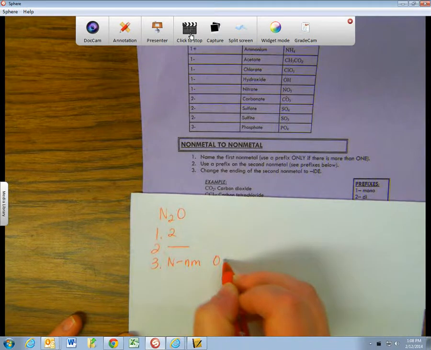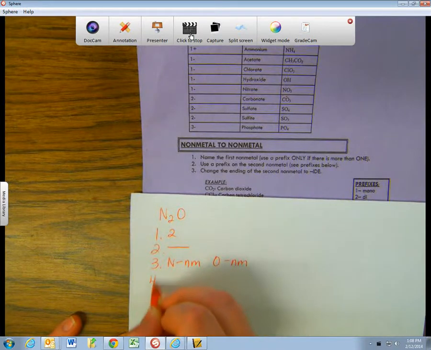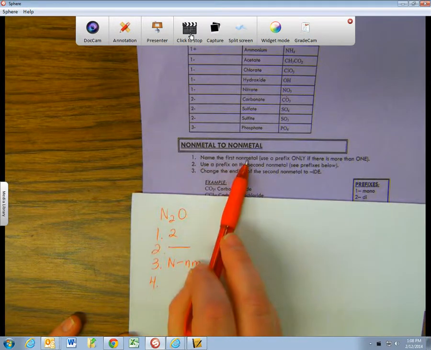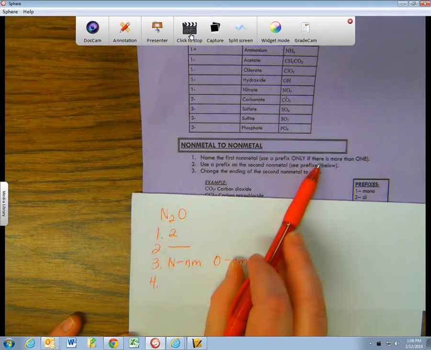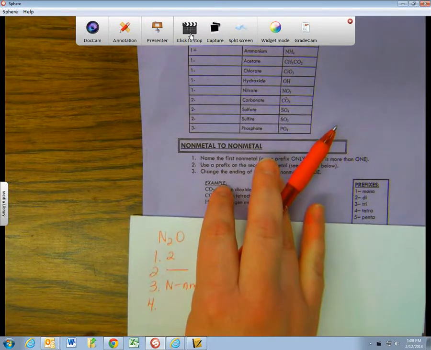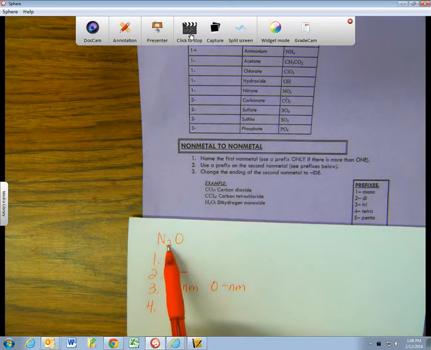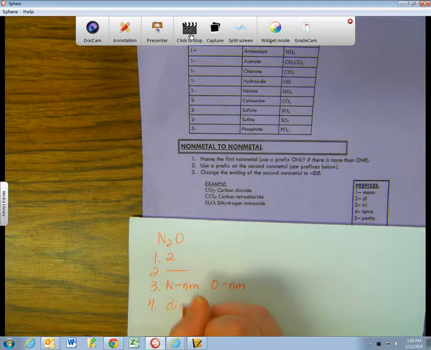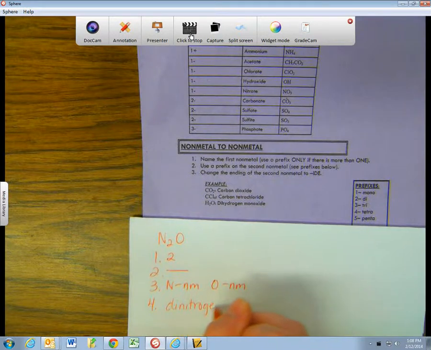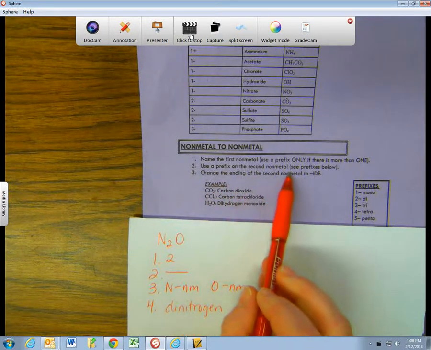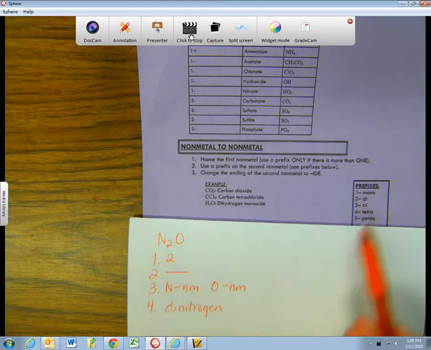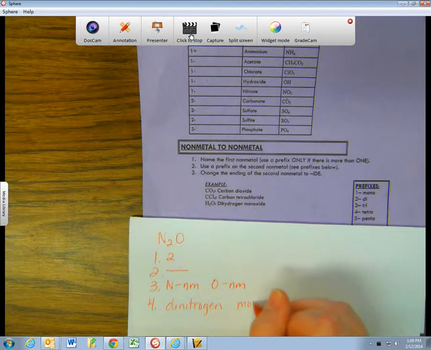So we're going to name the first nonmetal and use a prefix only if there's more than one. Well, there is more than one nitrogen here. There are two, so my prefix is di. So I'm going to say dinitrogen. And then I always have to use a prefix on the second nonmetal. And I only have one oxygen because there's no subscript here, so it's mono. So I'm going to do monoxide. So N2O is dinitrogen monoxide. And this is how you name covalent compounds.